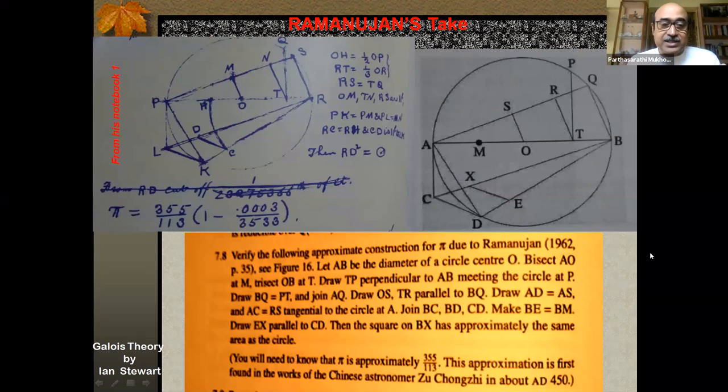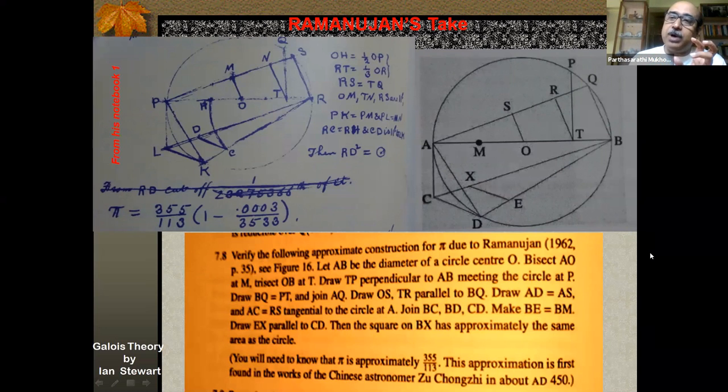You can just check the steps given in the book of Ian Stewart, where Stewart actually asks you to prove that this is approximately the same as the circle. It's quite an involved construction, and you can just read it out. It involves a particular value of pi, because ultimately the approximation is going to be on the approximation of pi. As I have already shown you, it amounts to the construction of the length of root pi.